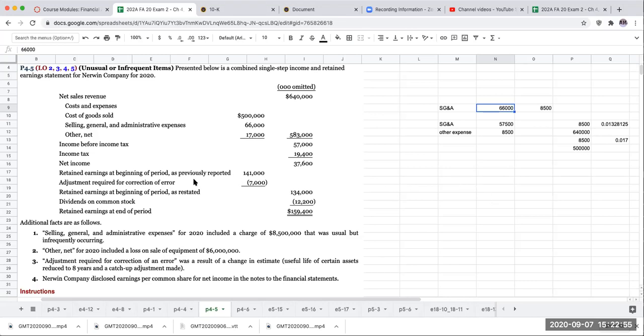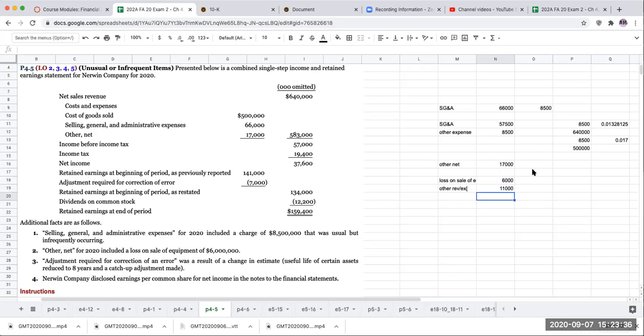Okay, so let's go down over here to other net. Other net includes a loss on sale of equipment of 6 million. So of this 17, that's other net. That's not net of income taxes, just other expenses and revenues. So I have one way of showing it here. I could go other net, or I could go loss on sale of equipment of 6,000, other revenue and expense would be 11,000.